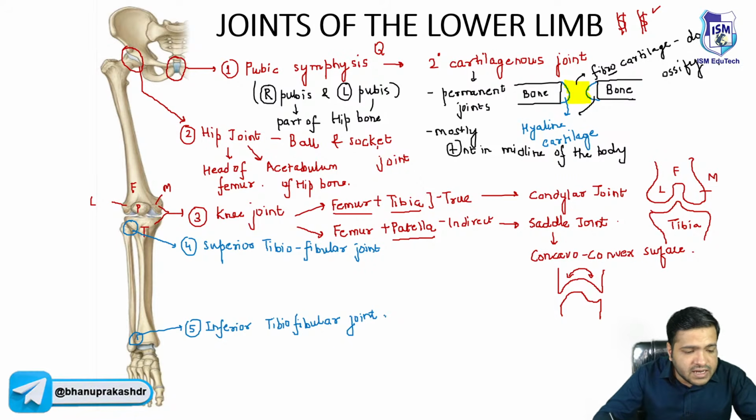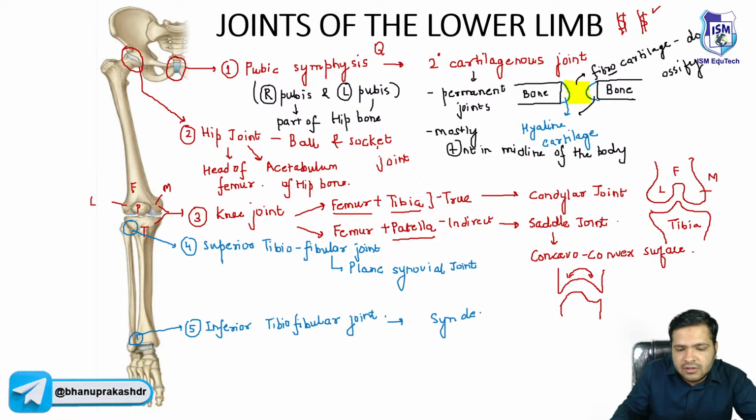Now, superior tibiofibular joint, beta. Okay, superior tibiofibular joint is a type of plain synovial joint. Now, when I say inferior tibiofibular joint, it is a type of syndesmosis. Okay, it is a type of syndesmosis.